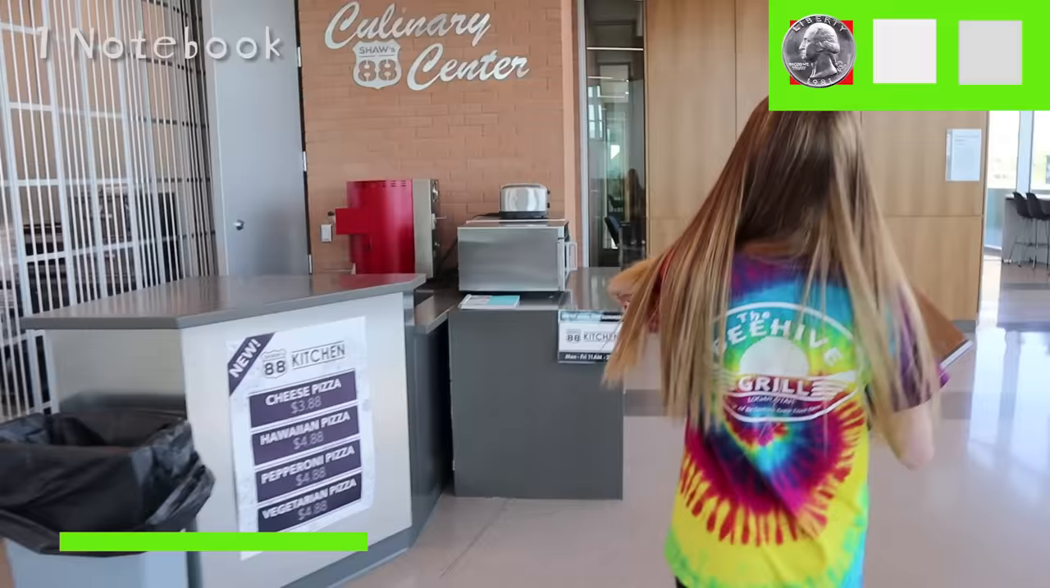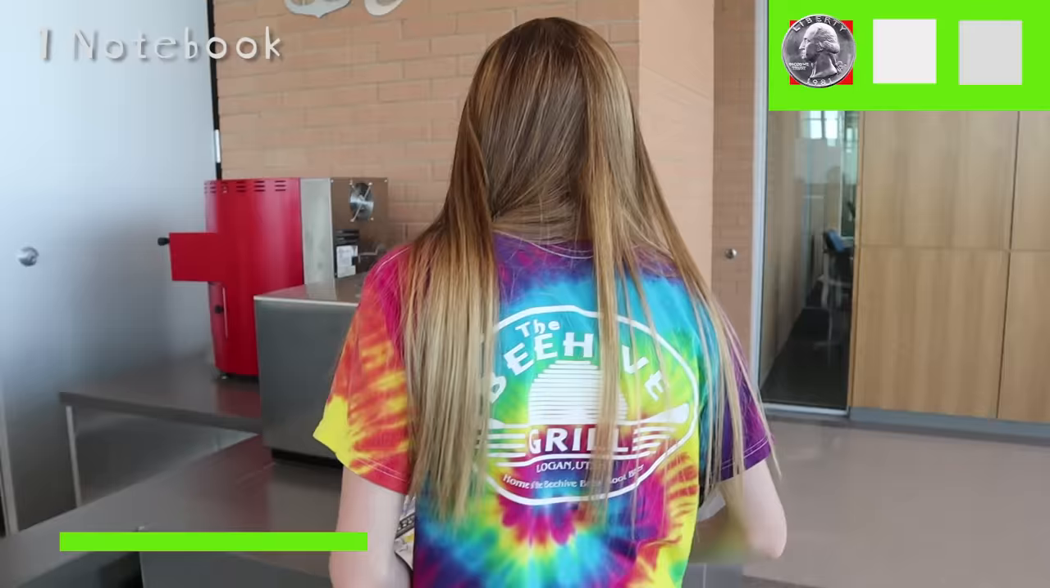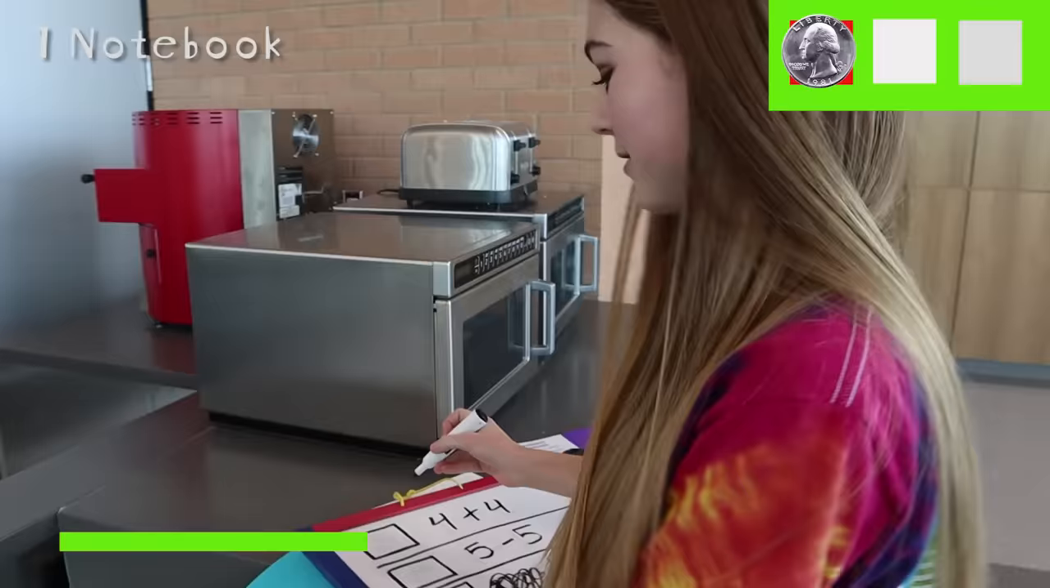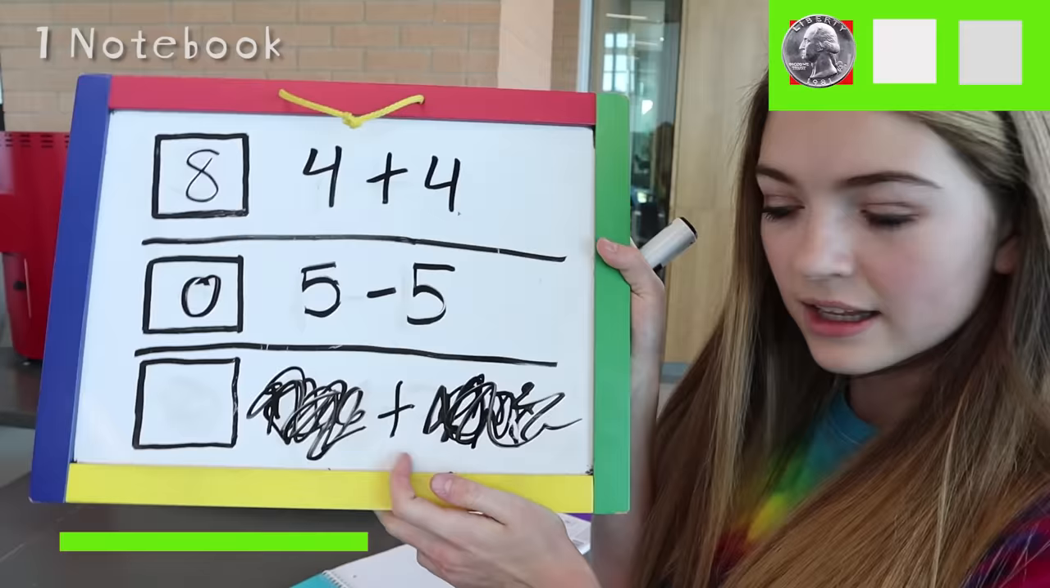I found another notebook right here. Okay, let's see what the problems are. All right, let's see. 4 + 4. That's pretty easy. 8. My favorite number. 8. 5 - 5? 0. Wow. Uh-oh, guys. I don't know if I can answer this last one correctly. Look at that. I can't even read it. Like, what? Okay, I'm just gonna guess 0 because I don't even know. 0?